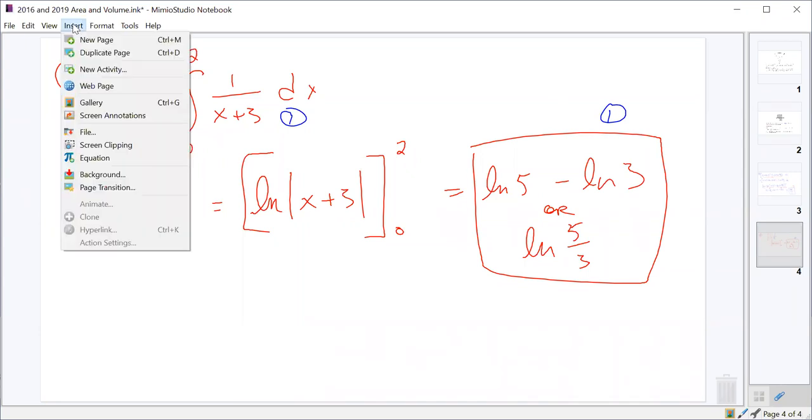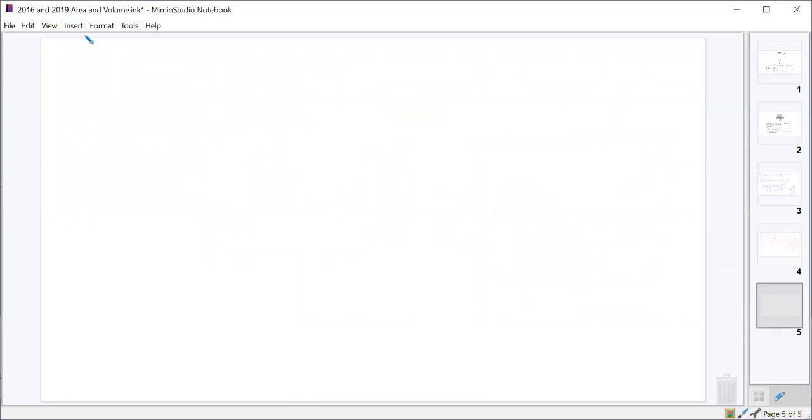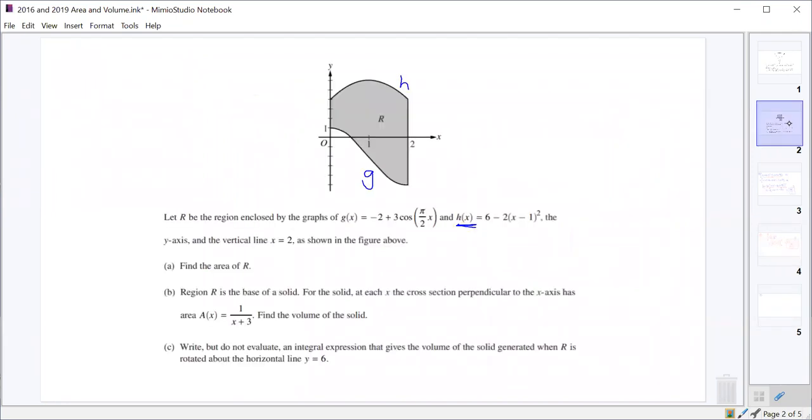All right, let's take a look then at part C. So C says we're going to write but not evaluate an integral expression that gives the volume of the solid when we take R and rotate it around y equals 6. So this should be pi times the integral from 0 to 2 of our outer radius squared minus our inner radius squared.